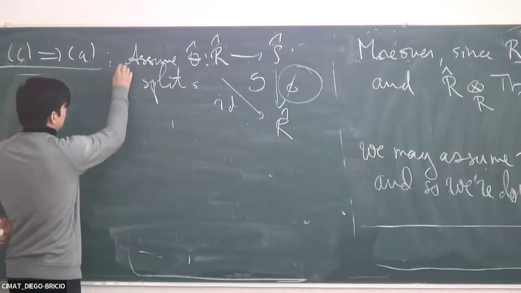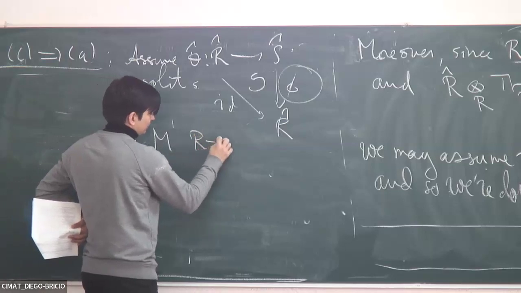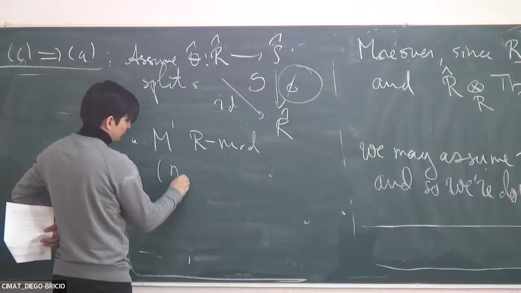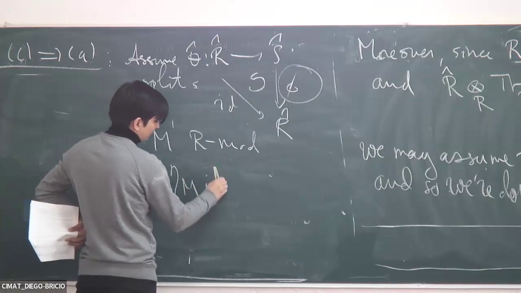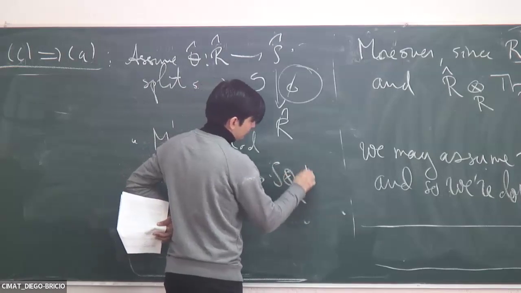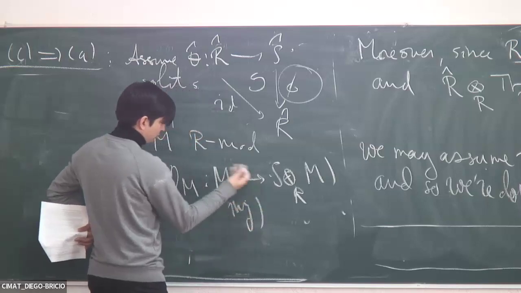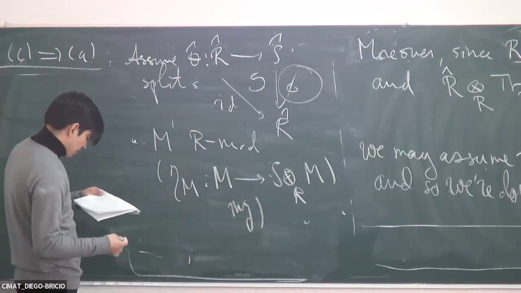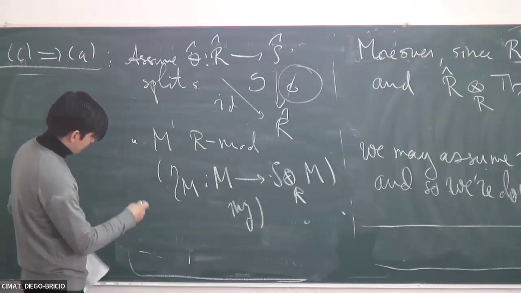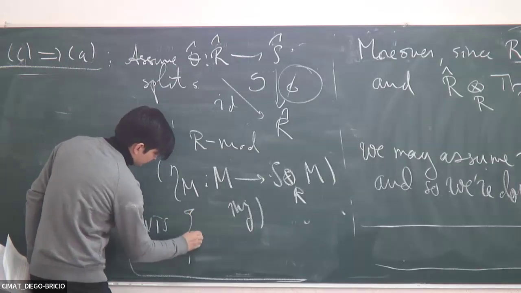Yeah, so let's take M to be an R module whatsoever. Why am I taking M? Because what we want to prove is that eta M from M to S tensor M is injective. This is what we want. So I'm taking M to see if this is injective. So we want to show that this is injective.